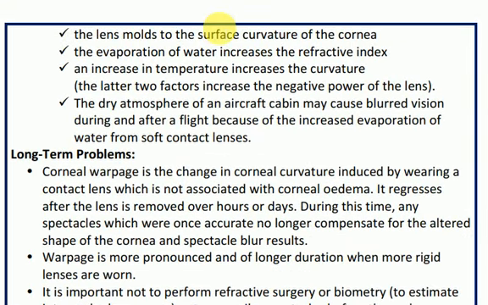The lens molds to the surface curvature of the cornea. The evaporation of water increases the refractive index. An increase in temperature increases curvature. The latter two factors, increased temperature and the evaporation of water, increase the negative power of the lens. A dry atmosphere in an aircraft cabin may cause blurred vision during and after flight because of the increased evaporation of water from soft contact lenses, which causes negative power.